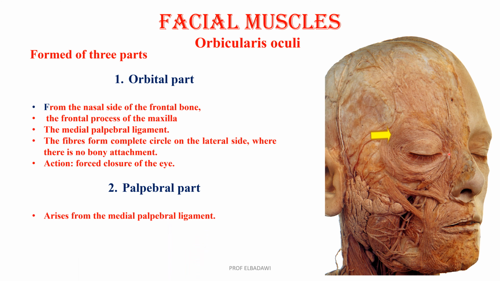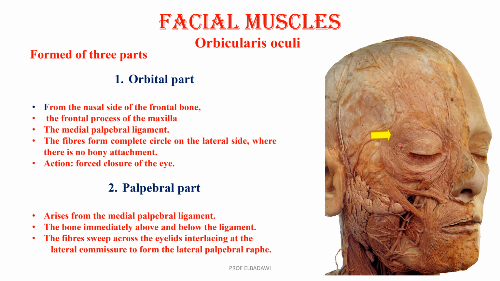The palpebral part, which is found in the upper and lower eyelids, this is the palpebral part here, arises from the medial palpebral ligament and is inserted into the lateral palpebral ligament. So it comes from the medial to the lateral palpebral ligament. Its action is gentle closure of the eye.